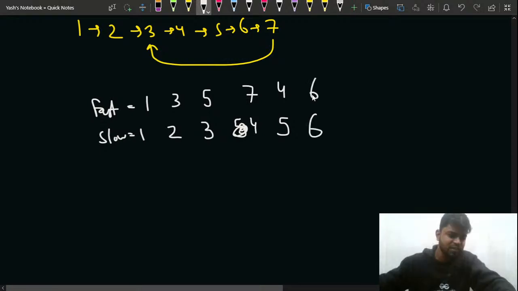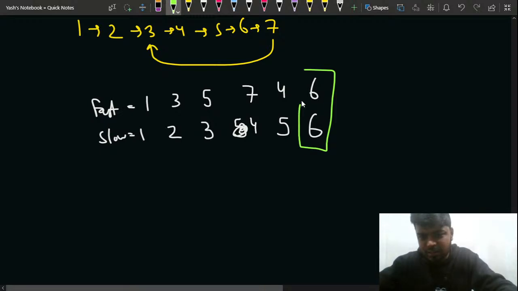So can you observe something in this particular question? You can see that now my slow and fast are again the same. Slow is taking jumps of 1, and fast is taking jumps of 2, right, from 1 to 5 to 7 to 4 to 6. So you can see that slow and fast meet at this particular point 6. So is this the starting point of the cycle? No, it's not. It is just helping us find that there is a cycle.